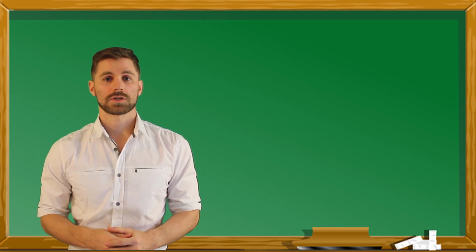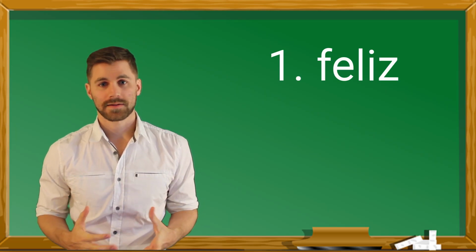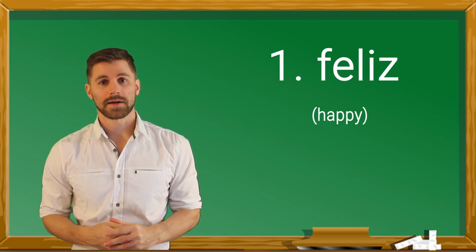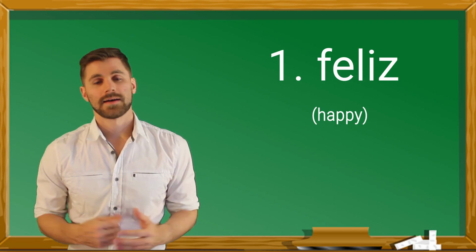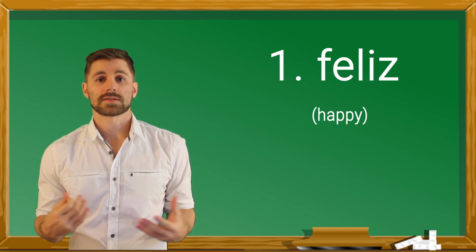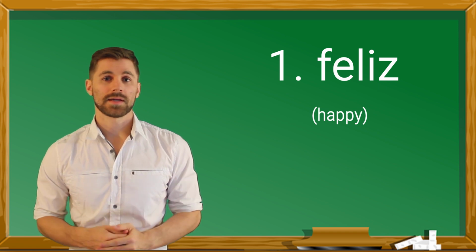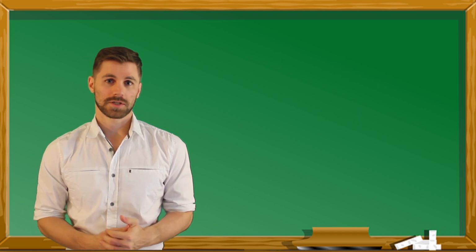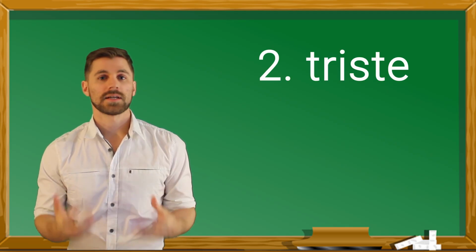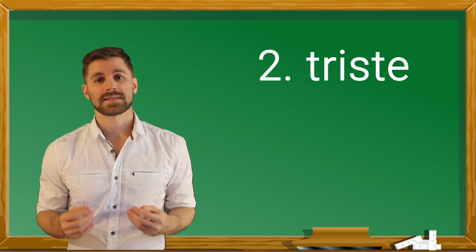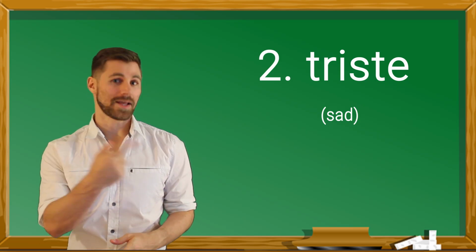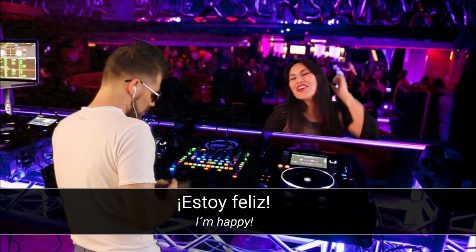Our first emotion is feliz, which means happy. Think about what somebody looks like when they are feliz. Obviously, they're probably smiling and they seem to be in a really good mood. Meanwhile, our second emotion is just the opposite, triste. Triste means sad, kind of like the poor DJ in our example here. Estoy feliz.